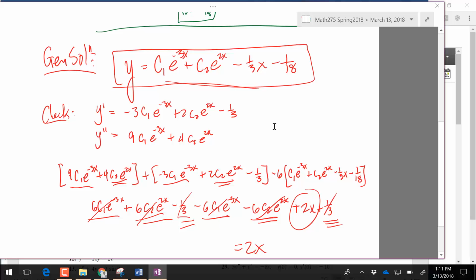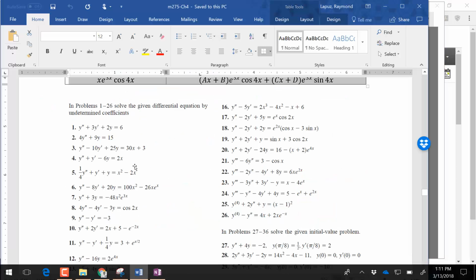All right, let's take a look at another problem. Any questions about this one? All right, let's do another problem. What are we going to do now? Should we do a sine and cosine one? Let's do number 8.